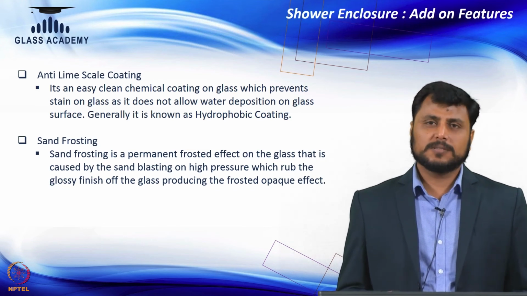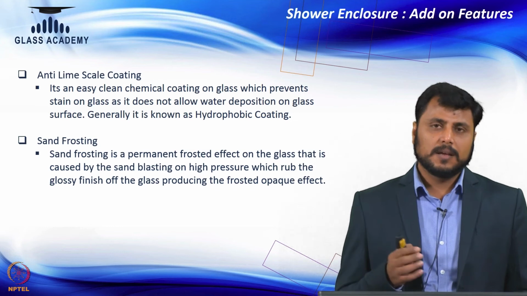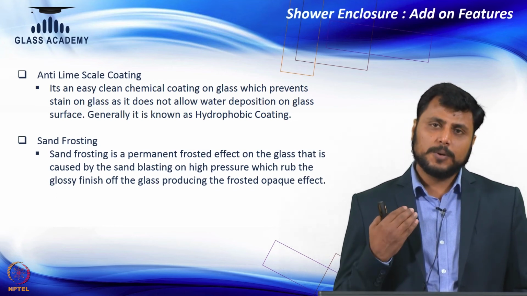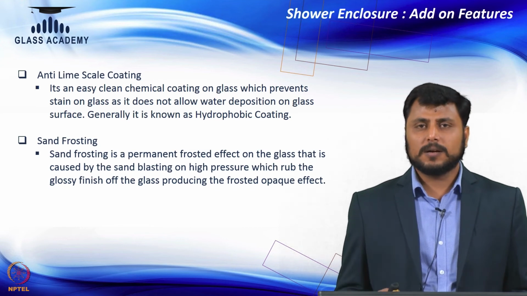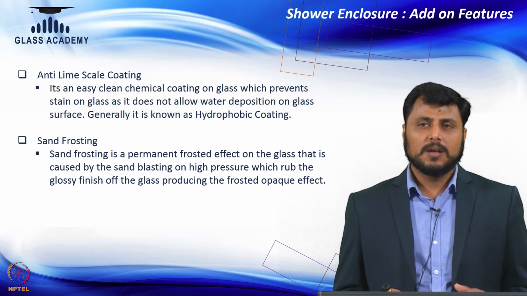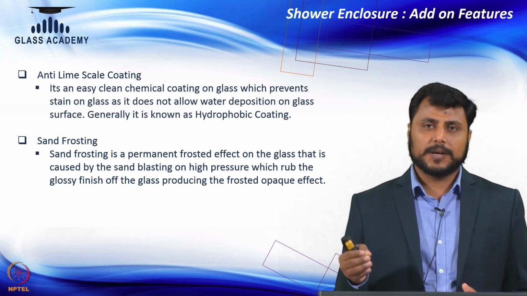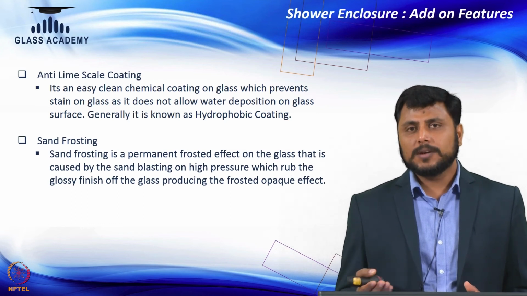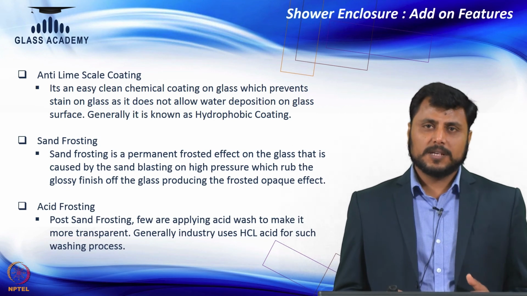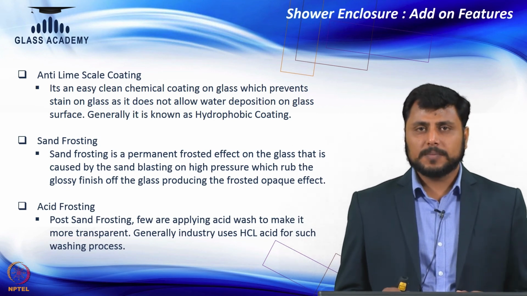Sand frosting is a process where sand is blasted on a glass, which makes the glossy surface opaque. So, you will not be able to see through it. Many people are using it in residential as well as commercial spaces, for beautification of the glass or to make it more separate, so that two people can use the same washroom at a time. Then sand frosting is elevated to the next step, which is known as acid frosting.